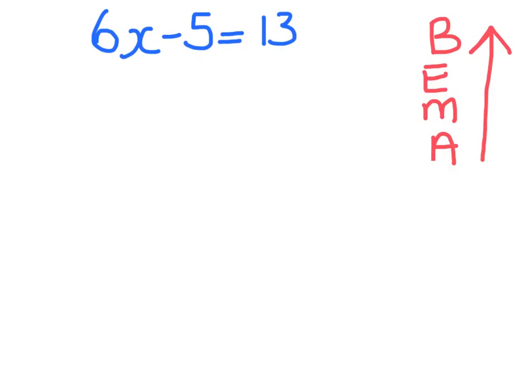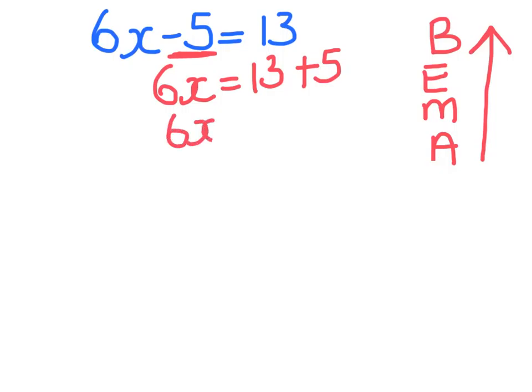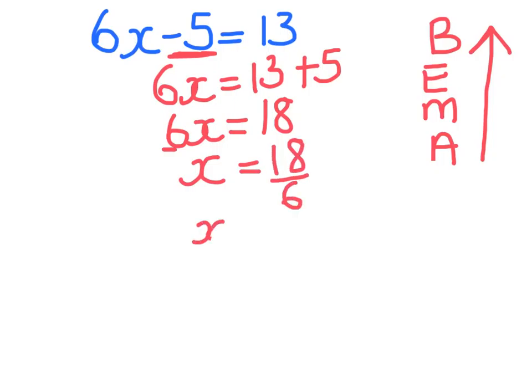Alright, so now what we've got is, we're going to get rid of this bit here, this minus 5. Change the side, change the operation. So 6x equals 13 plus 5. So 6x equals 13 plus 5 is 18. Now we're going to get rid of this bit here, the 6. So we change the side, change the operation. We're going to get to 18 divided by 6, and x equals 3.